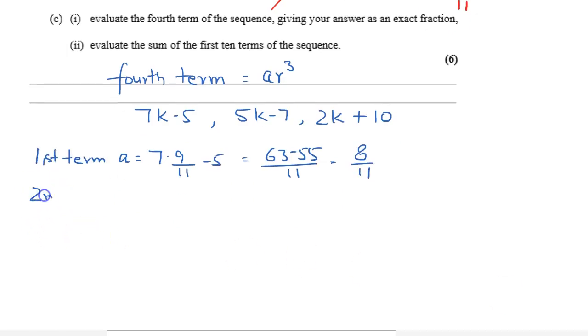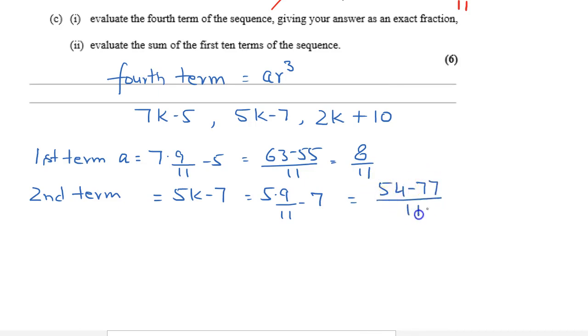Then second term, it is 5k minus 7, that is 5 times 9 over 11 minus 7. 54 minus 77 over 11. 5 times 9 is 54.